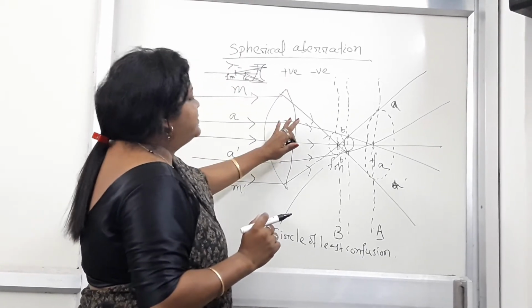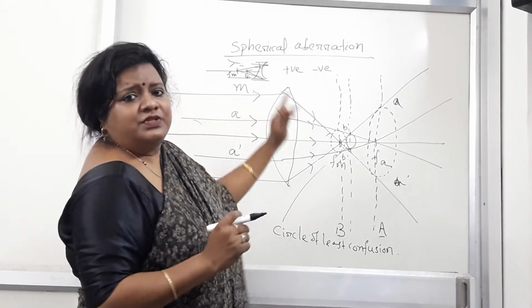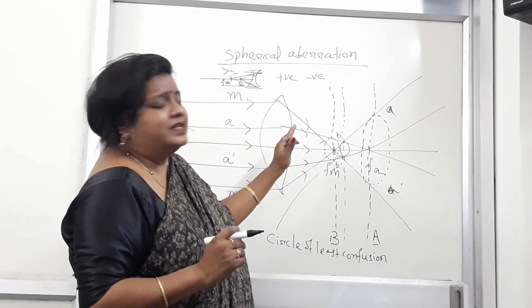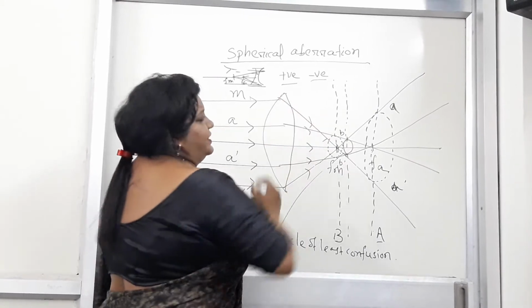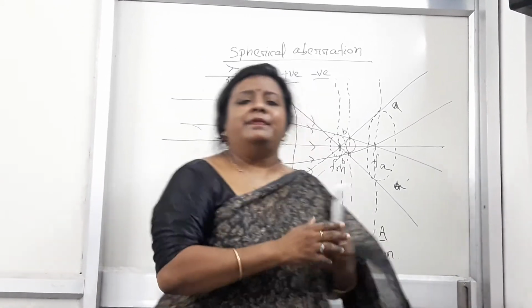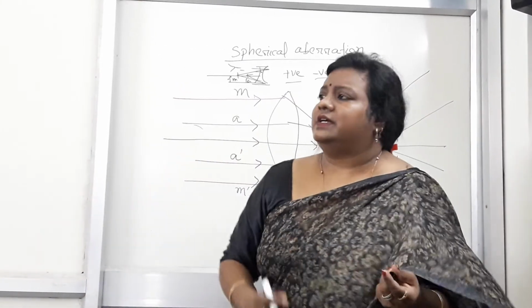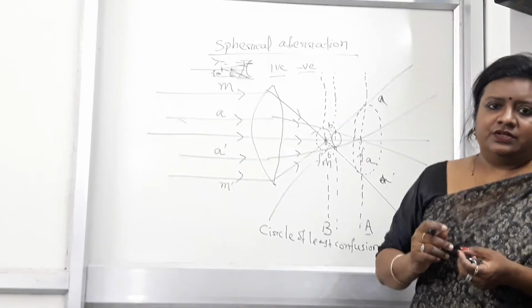And negative type spherical aberration is when the marginal focus is on the opposite side of the axial ray focus, opposite to the incident beam. This is called negative type spherical aberration. But the question will be, how do we eliminate the aberration? There are certain procedures by which we can eliminate spherical aberration.